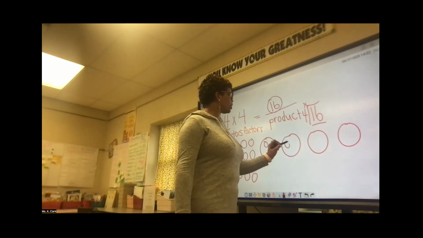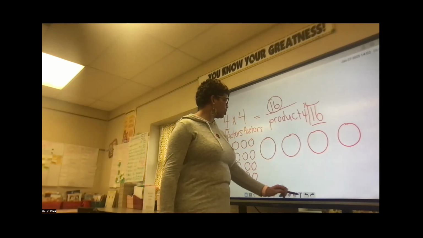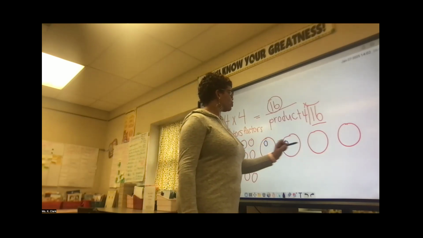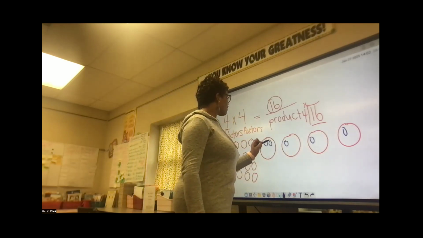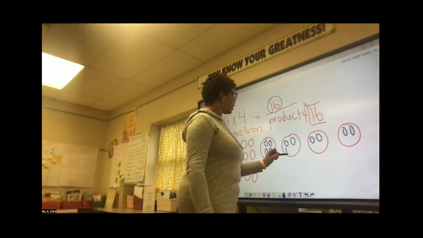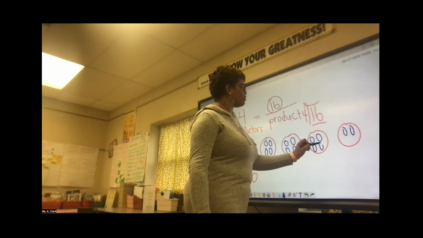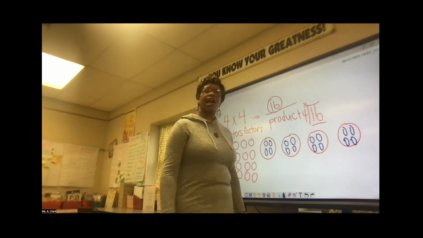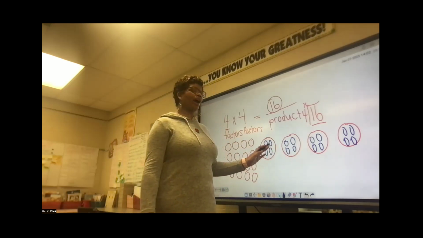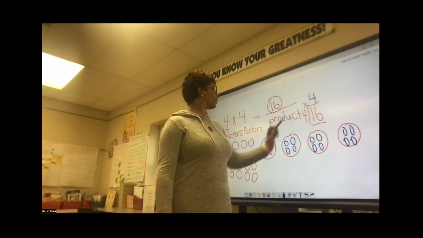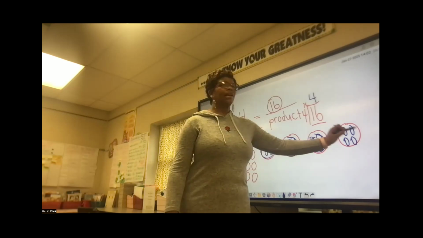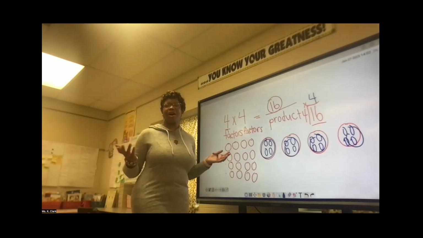So I'm going to count 1, 2, 3. Actually, I'm going to change the color because I want to be able to differentiate my groups. So I have 1, 2, 3, 4, 5, 6, 7, 8, 9, 10, 11, 12, 13, 14, 15, 16. Now, my groups should be even. So in each of my groups of 4, I have 4. So 4 times 4 equals 16. I know that was a lot, right?